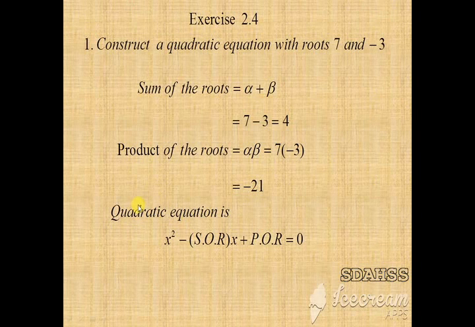We know that the quadratic equation is x² − (sum of the roots)x + (product of the roots) = 0. Substitute the values in the formula. So you have x², minus, instead of the sum of the roots substitute 4x. Instead of the product of the roots, substitute −21. So the equation becomes x² − 4x − 21 = 0.